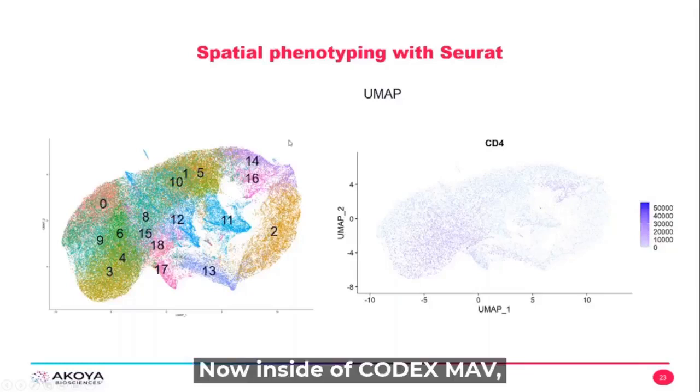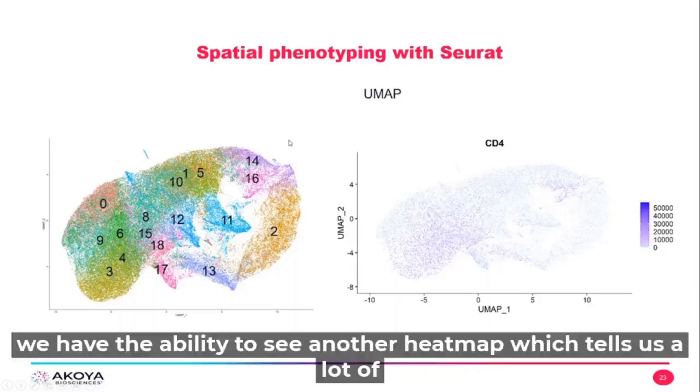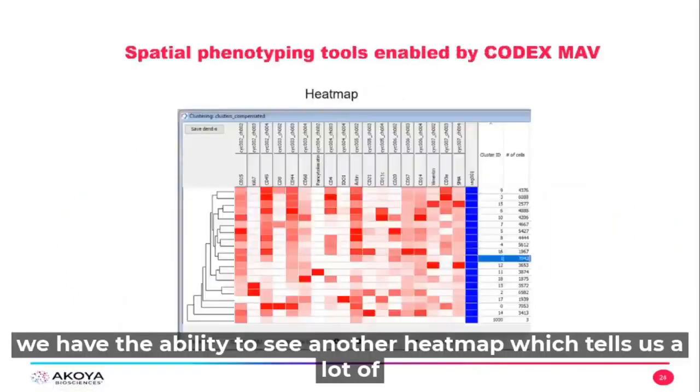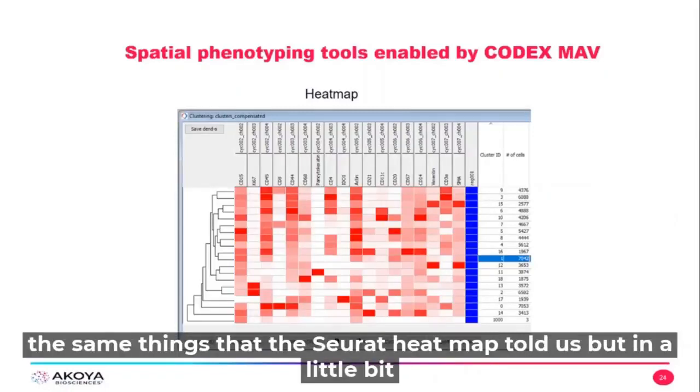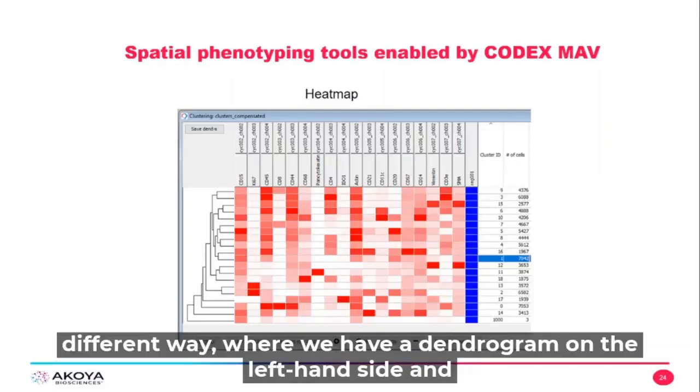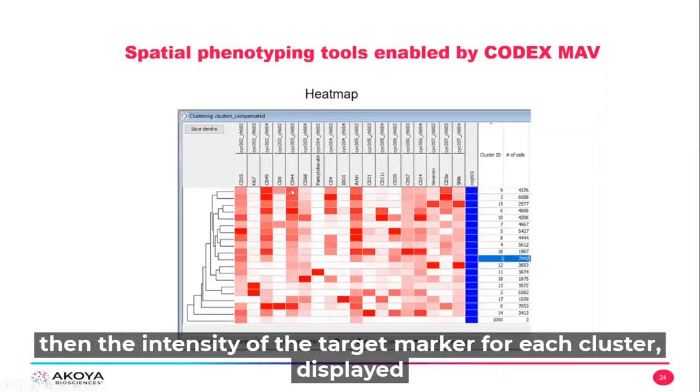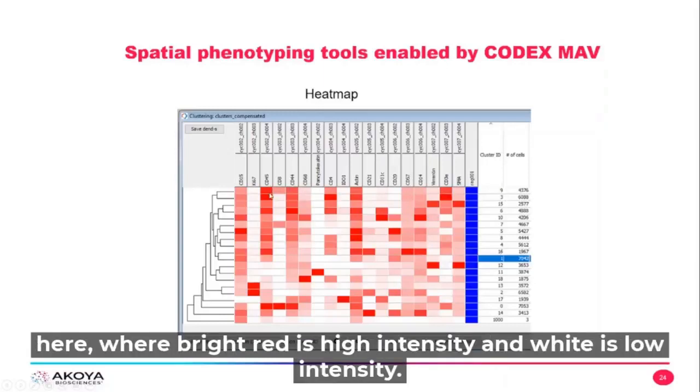Now inside of CODEX MAV, we have the ability to see another heat map, which tells us a lot of the same things that the Seurat heat map told us, but in a little bit different way, where we have a dendrogram on the left-hand side, and then the intensity of the target marker for each cluster displayed here, where bright red is high intensity and white is low intensity.